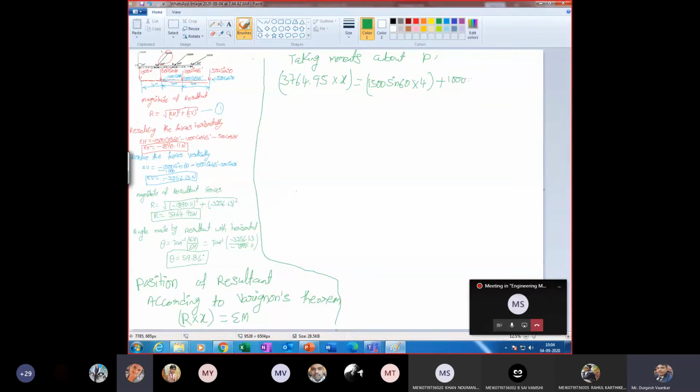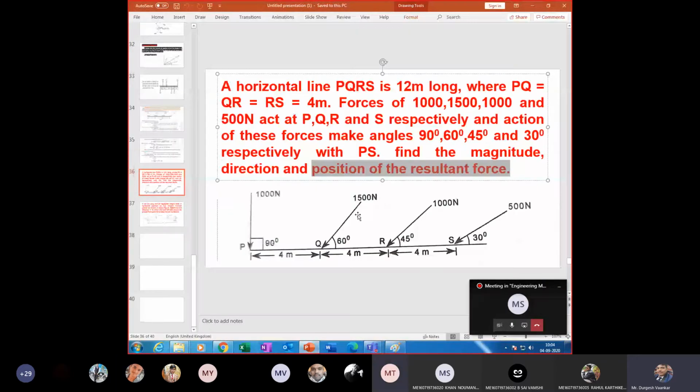1000 sine 45. This one is your load. What about perpendicular distance? Perpendicular distance till point P is 8. Are all of you getting this or not? This one is your 1500 sine 60 into 4. What about this one? 1000.